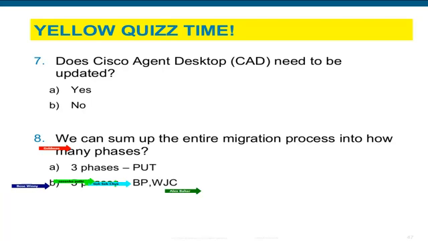Excellent. The correct answer is option B. Repeat this magical code 10 times and you'll never forget. To help you to easily remember the migration phases, we can perform a mind mapping technique. We can mind map the 5 phases into BPWJC. Repeat this magical code 10 times and I'll provide you with a lifetime guarantee. You'll never forget.